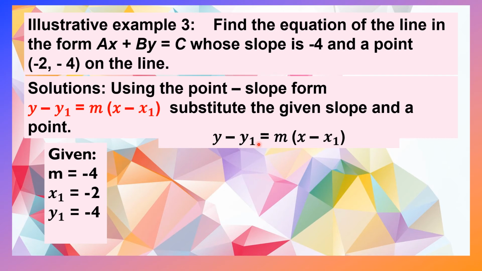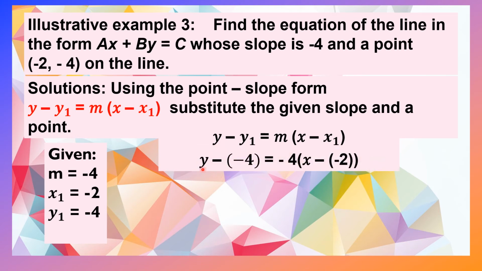y minus y sub 1 equals m times the quantity x minus x sub 1. So, papalitan lamang natin dito yung y sub 1, yung m, at yung x sub 1. So, just copy y minus, yung y sub 1 natin is negative 4. Then, copy equal sign, and yung m natin dito ay papalitan natin ng negative 4. Times the quantity x minus yung ating x sub 1 naman ay negative 2.